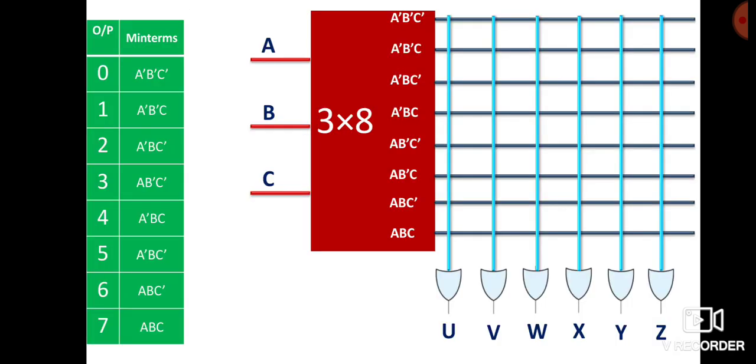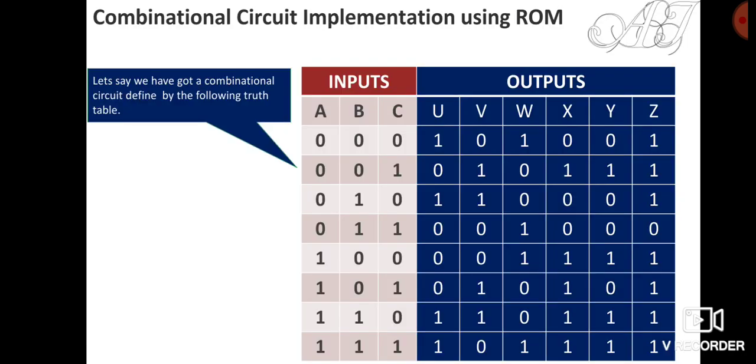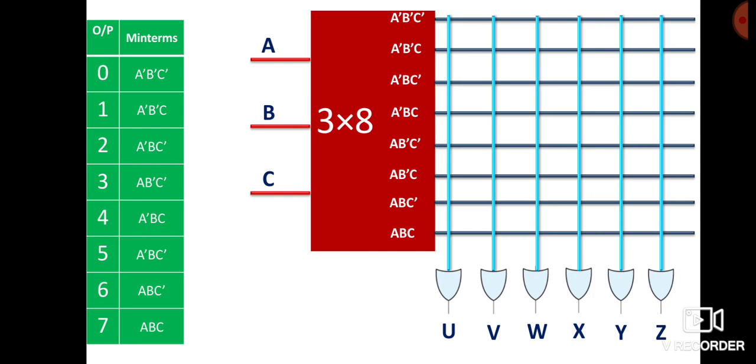So here we go. Here I have got my ROM. In the truth table, as you can see, there are 3 inputs only and there are 6 outputs. So in our ROM also, I have taken a ROM which has 3 inputs to its decoder, 2 raised to the power 3, that is 8 words in its memory section, and 6 outputs.